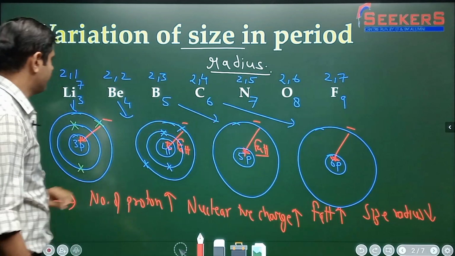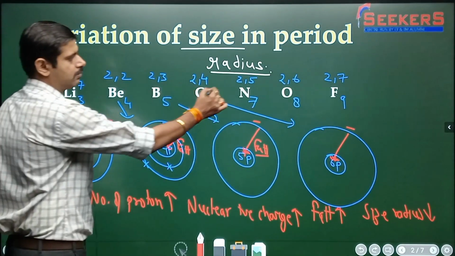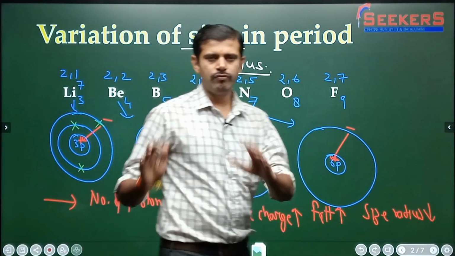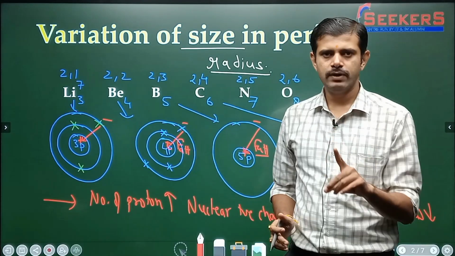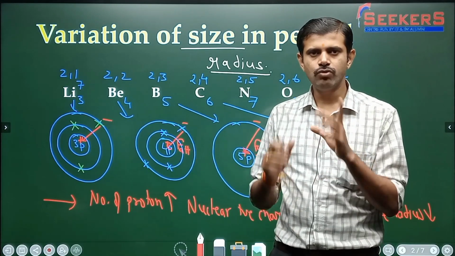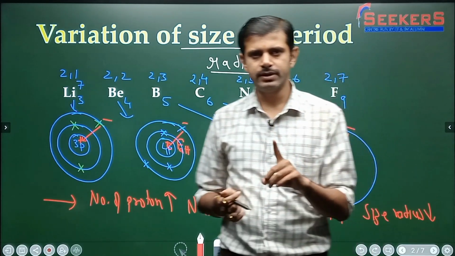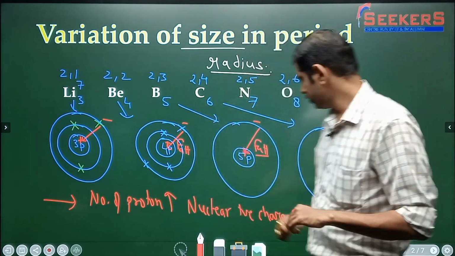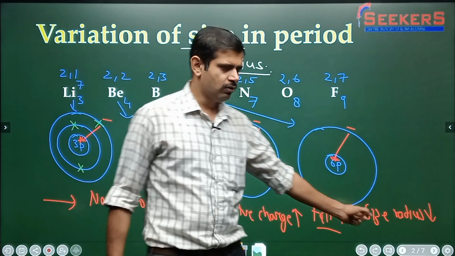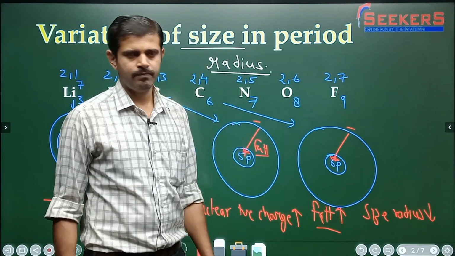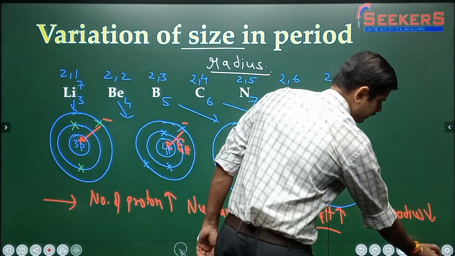Take any example like lithium, beryllium, boron, carbon, nitrogen, oxygen, fluorine, moving left to right, the size will always decrease. As protons increase, it means nuclear charge is increasing, which means the force of attraction will be increasing. The size will always be decreasing. Clear? Now we'll move to the next slide.